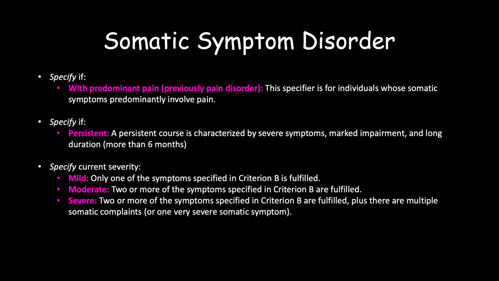Mild is when only one of the symptoms in Criterion B are fulfilled. Moderate is when 2 are fulfilled, and severe is when 2 or more of the symptoms are fulfilled, plus there are multiple somatic complaints, or one very severe somatic complaint. Whenever I make the diagnosis of somatic symptom disorder, I will always also screen for depression, as it is highly comorbid and can be associated with an elevated suicide risk.